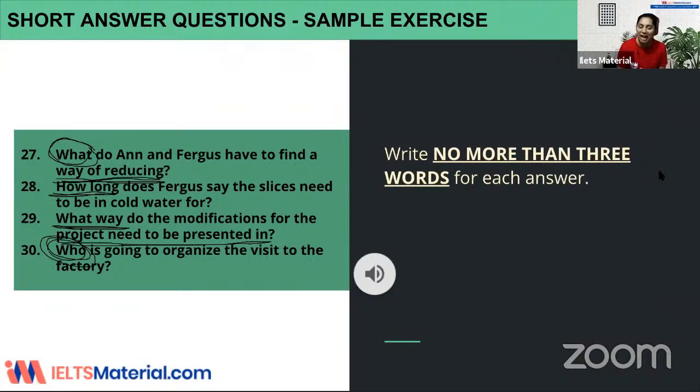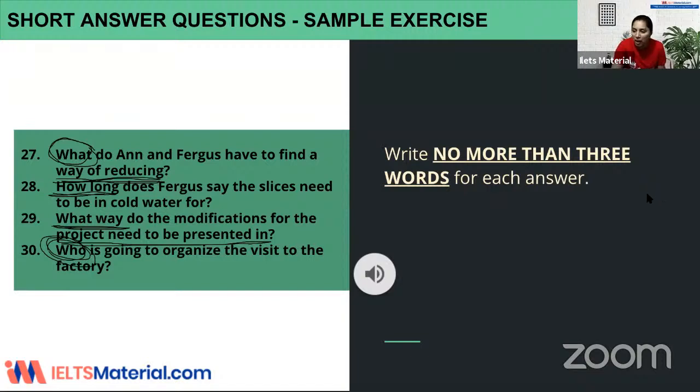What do Anne and Fergus have to find a way of reducing? 1 minute or 1 minute? Okay, I'll give you the answer for that. Abhay, just 1 minute, please. It's Dipple who has given the answers. Water consumption, 1 minute, design, form, and the last is missing. Oh, okay, fine. The last is Fergus. Fergus is the answer. Yes.